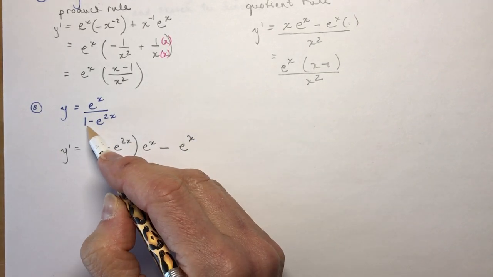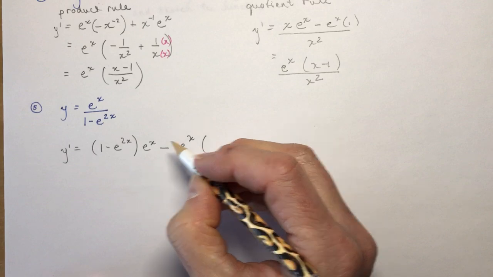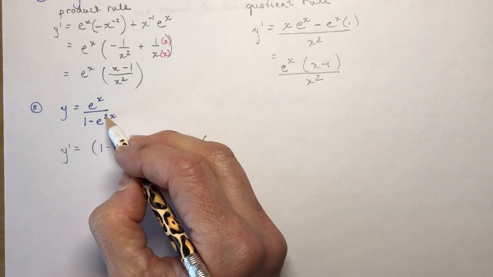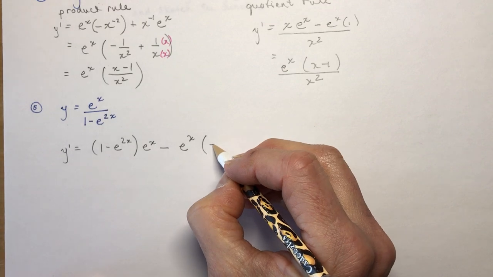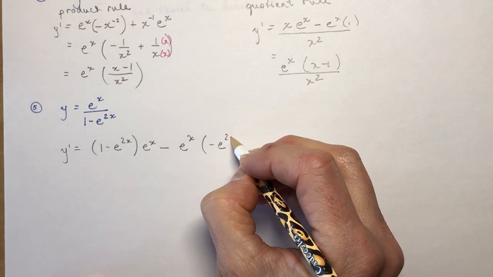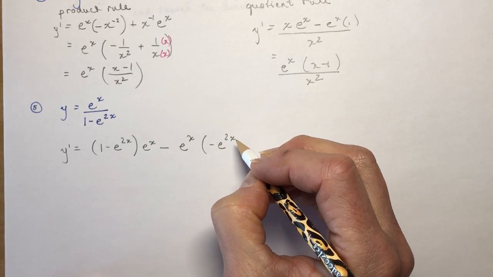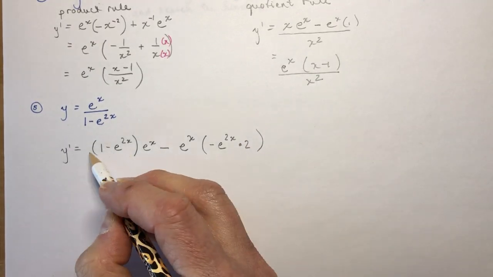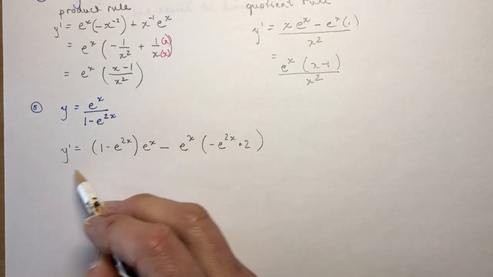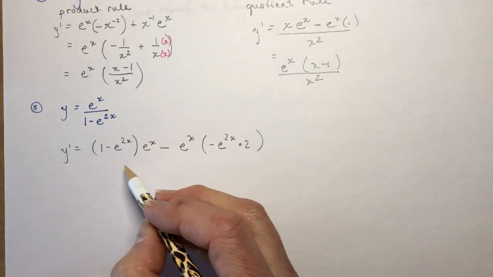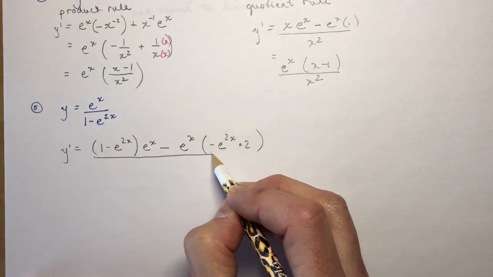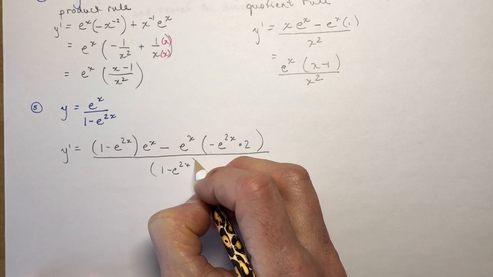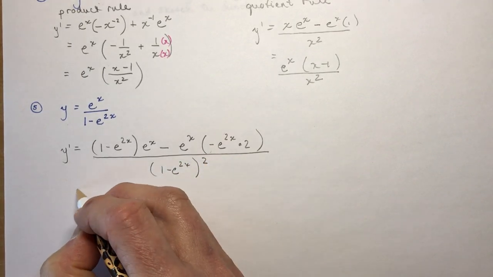d-ho, oh, well, the derivative of the bottom here, derivative of 1 is 0, and the derivative of minus e to the 2x is minus e to the 2x times 2. Okay, did you get that? So I did e to the 2x minus e to the 2x times 2. All over ho squared. 1 minus e to the 2x quantity squared.